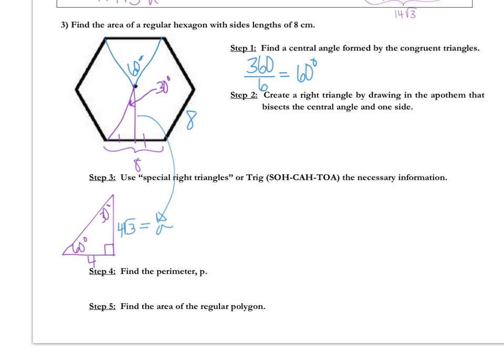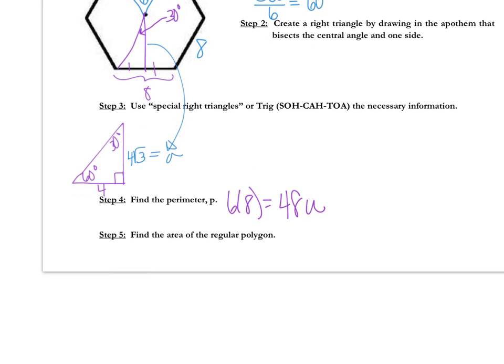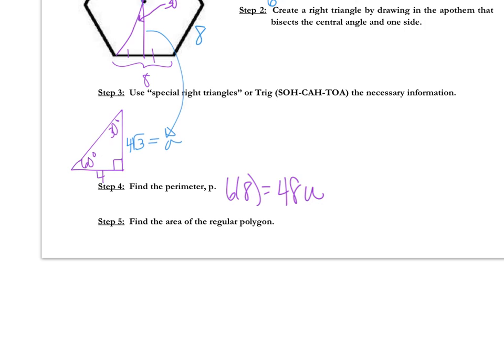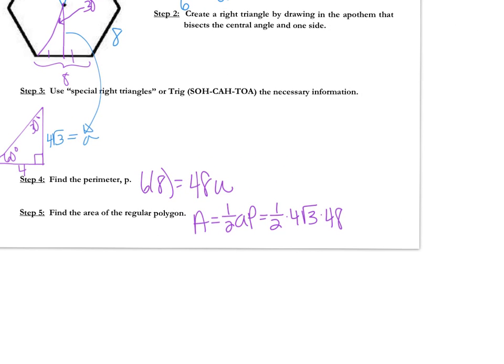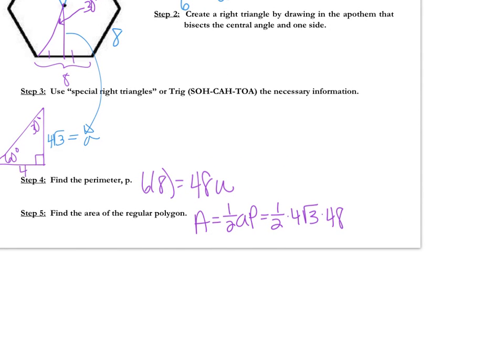Okay. So we can go ahead and find the perimeter. We know that each side is 8 and there's 6 sides. And then we need to find the area, which is 1/2 a times p. So 1/2 times the apothem, which is 4 root 3, times the perimeter that you just found. And we should get 96 root 3 units squared.